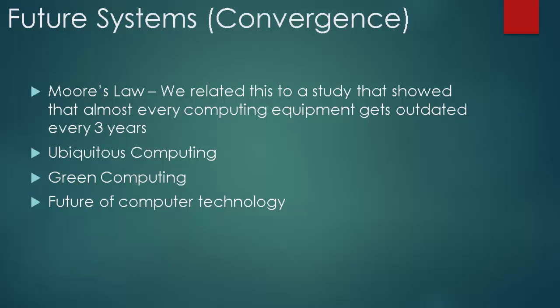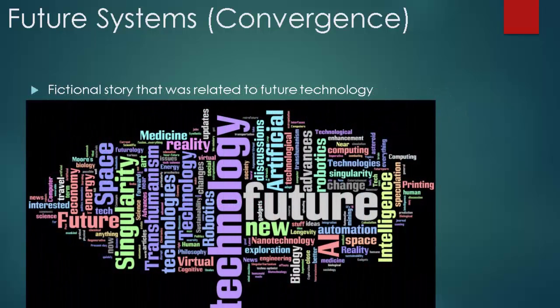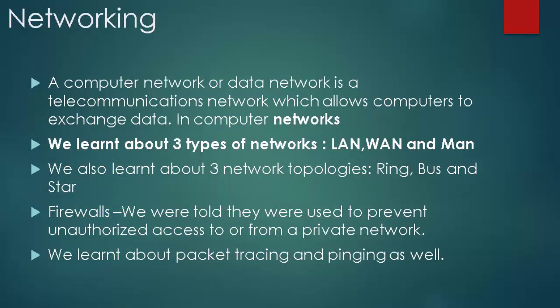We move on to future systems that was covered based on calculations on Moore's law. In class we related this to a study which told us that Moore's law was showing us the decline in technology every 3 years based on a constant that we used to calculate.